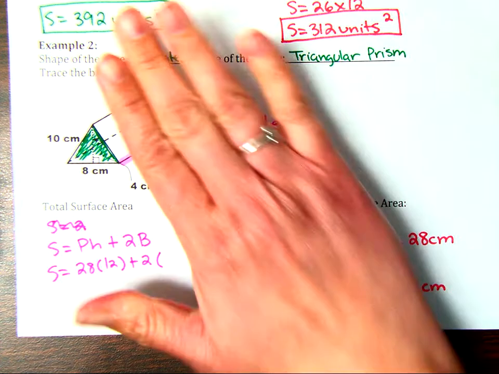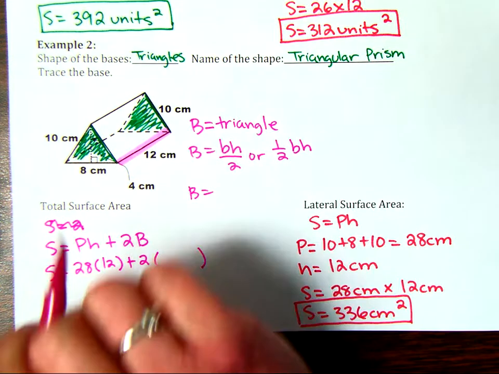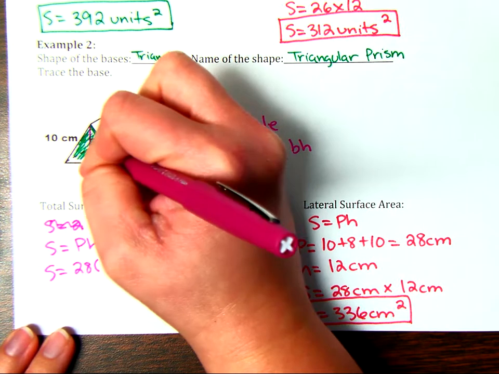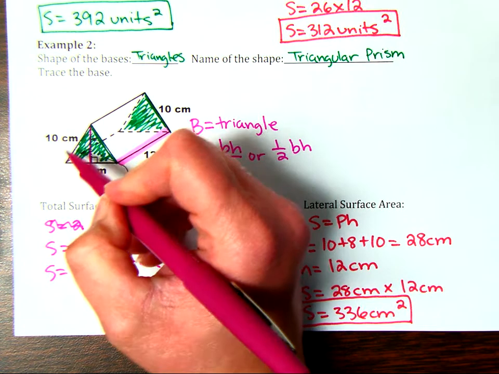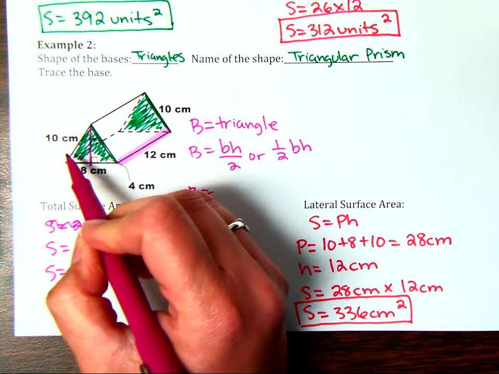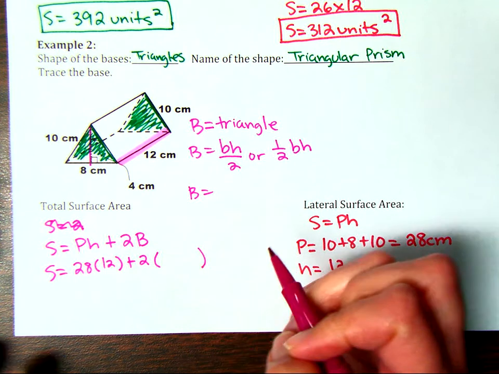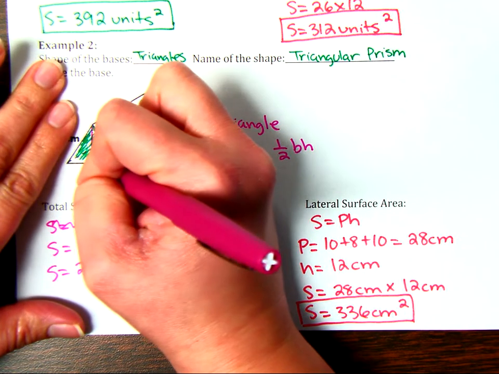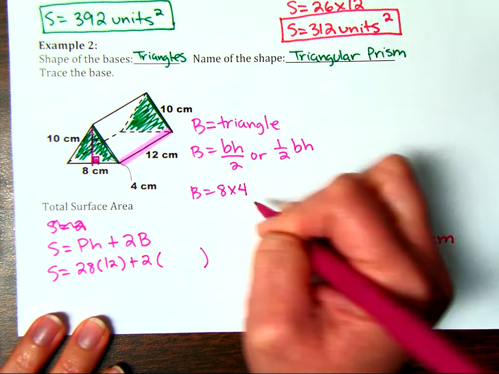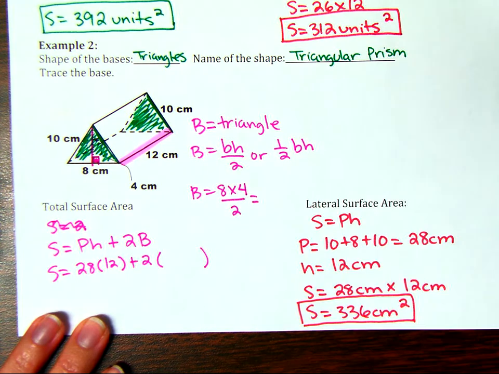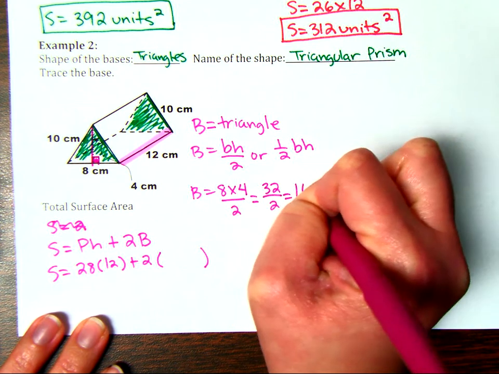So the base of your triangle is 8, and your height is right here, and they have a little arrow, 4. Remember, your base and your height always form a right angle. It's never going to be slanted. So we needed that 10 for the perimeter of the base, but not for the area of the base triangle. Again, base and height always form a right angle. So 8 times 4, base times height, divided by 2. 8 times 4 is 32. 32 divided by 2 is 16.